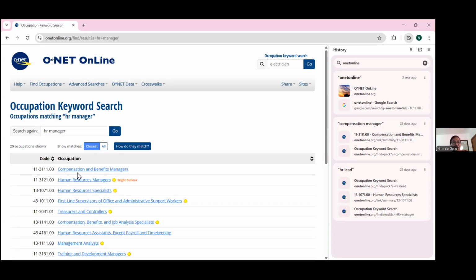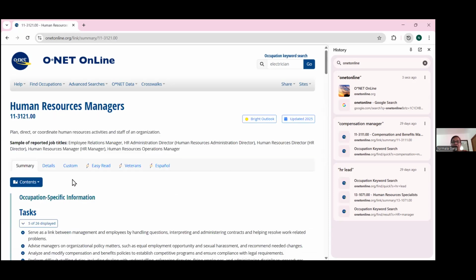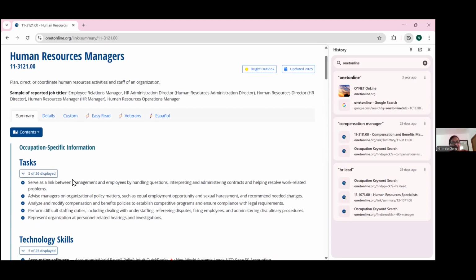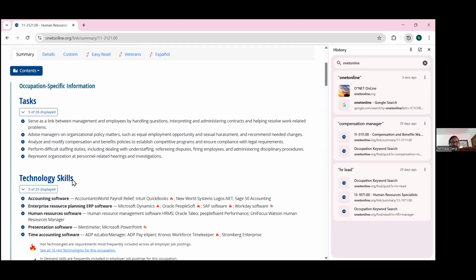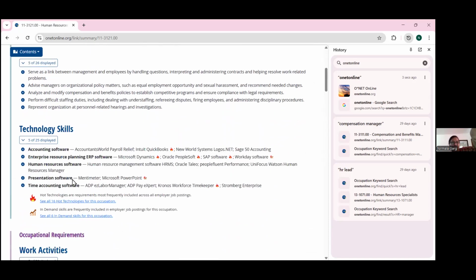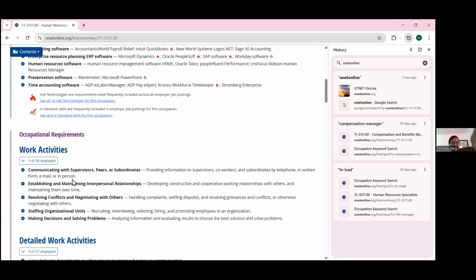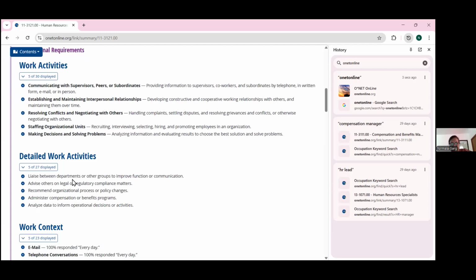Now you can look at whether you want a compensation and benefits manager, a human resource manager, whatever. We'll just look at this human resource manager. Now click on this. It will give you a summary of all the roles and responsibilities, tasks, technologies, whatever this position does. This is only a summary. Can you see this? Task serves as a link between management, technology skills, work activities, etc.